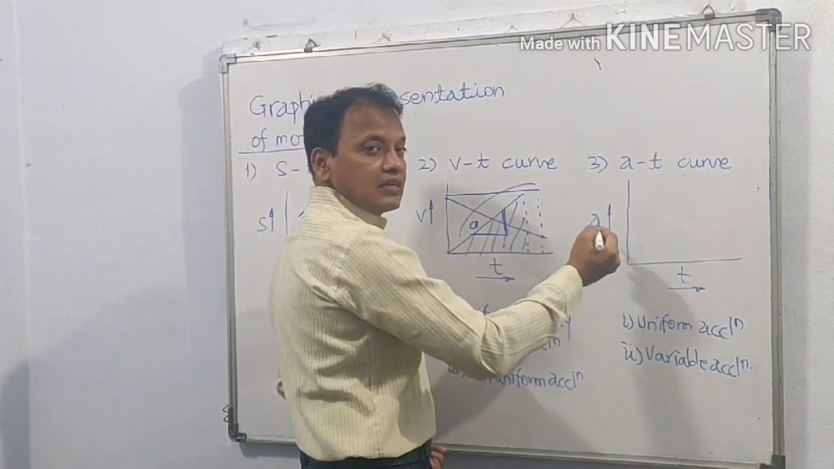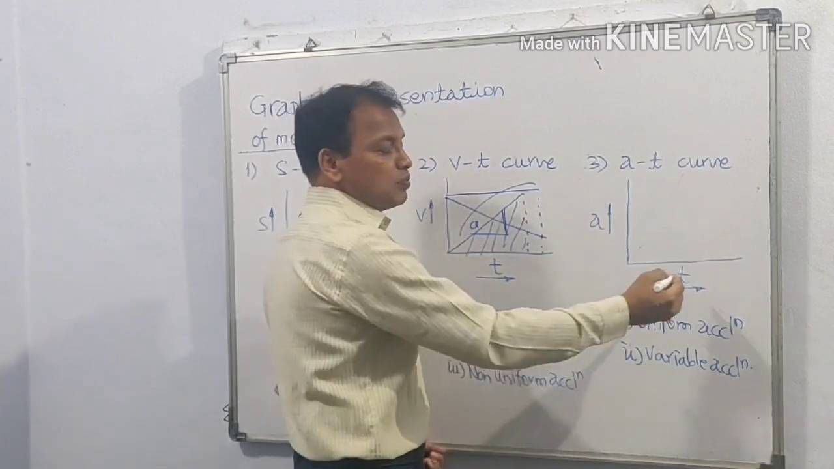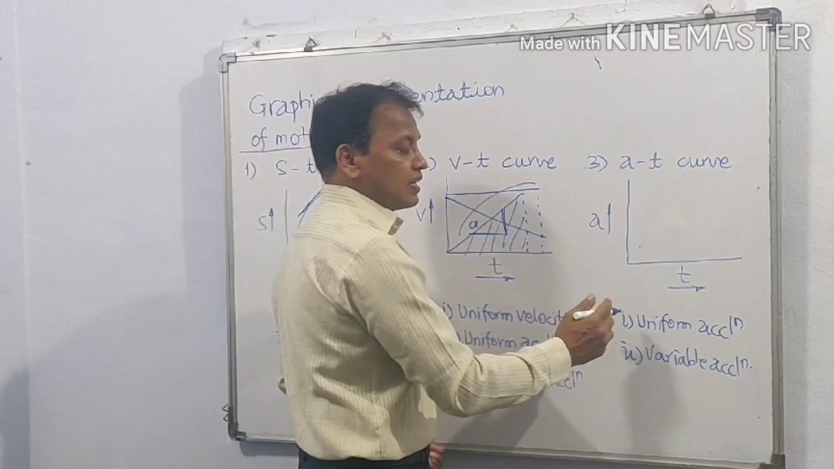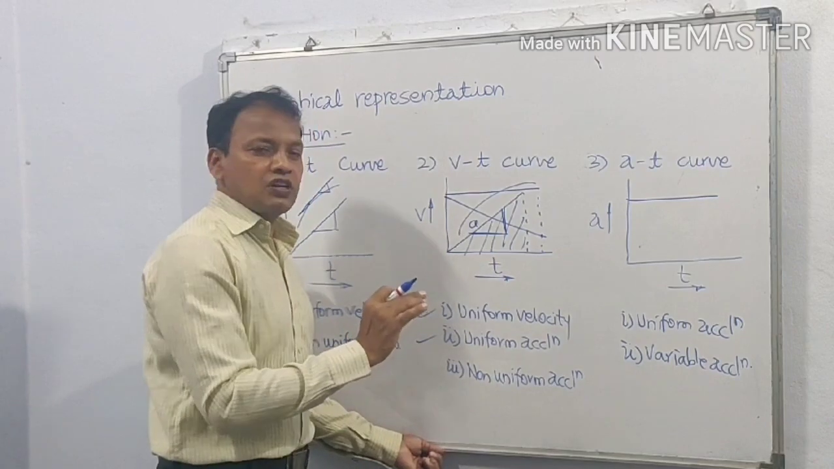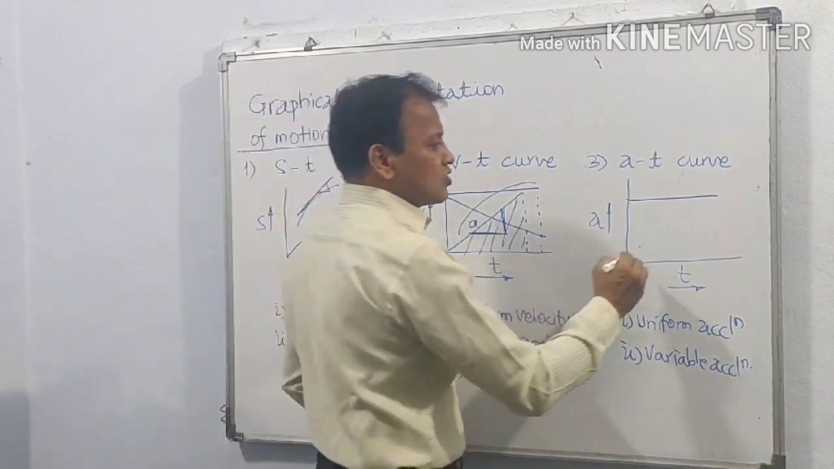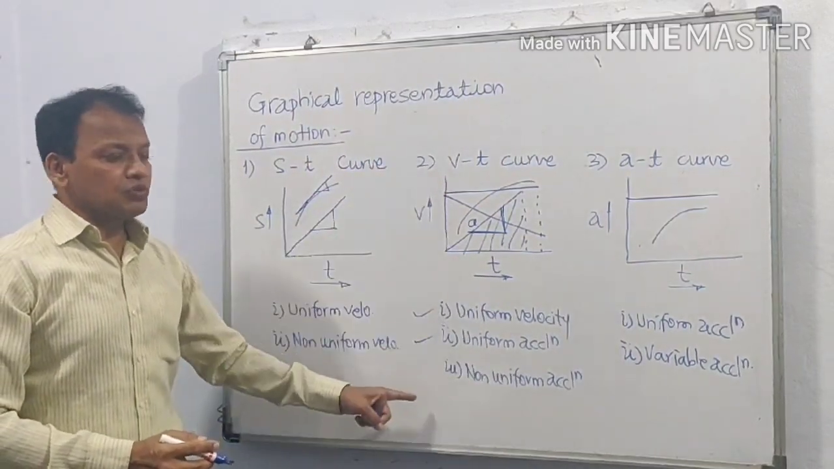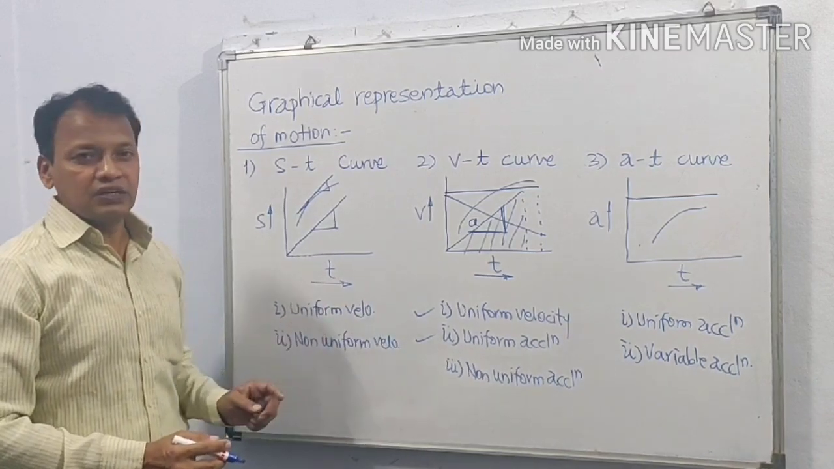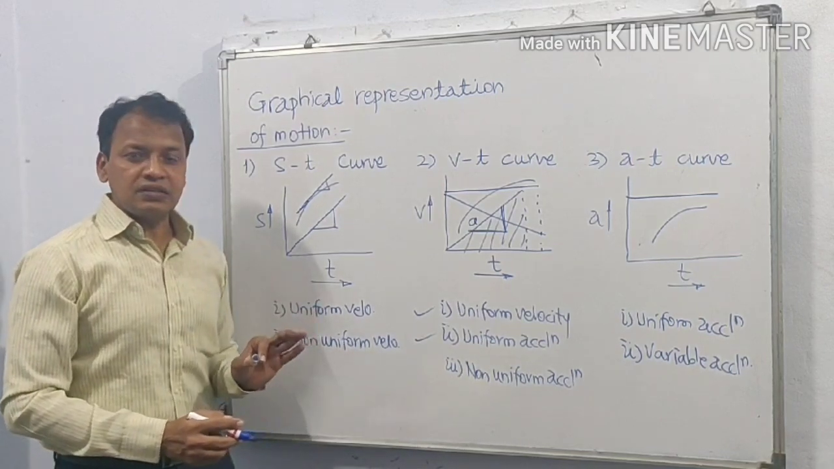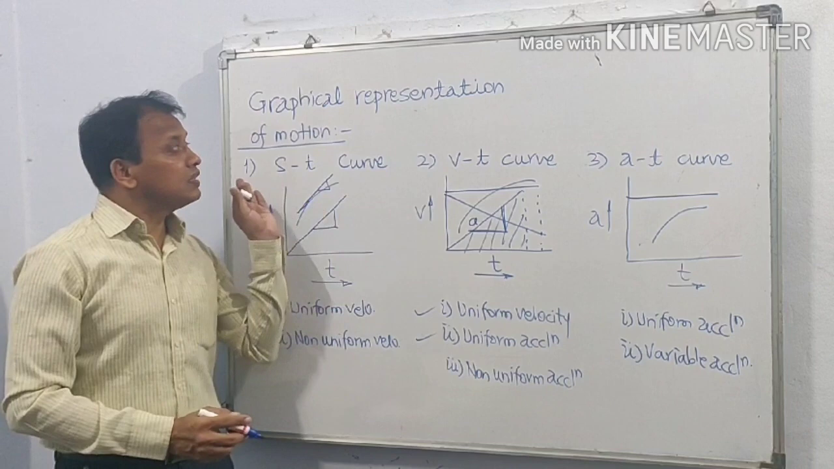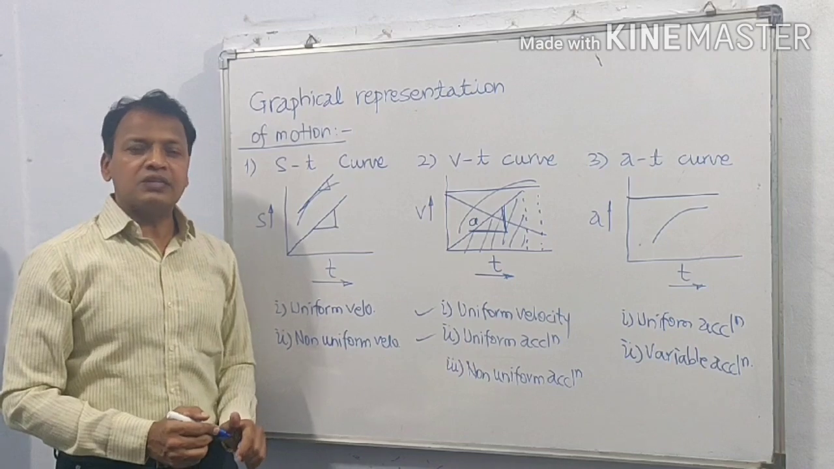Third case, that is the acceleration time curve. Acceleration is plotted along the y-axis and time is plotted along the x-axis. The first case, when acceleration is uniform, along with time, acceleration will not change. So acceleration will remain uniform. And in case of variable acceleration, the nature will be of this manner. Out of these three curves, the important curve which we need to know is the VT curve. It is also called the VT diagram, velocity time diagram. So in this lecture, we are going to solve examples using this graphical representation of motion, especially VT curves or VT diagrams. Let us solve some examples.